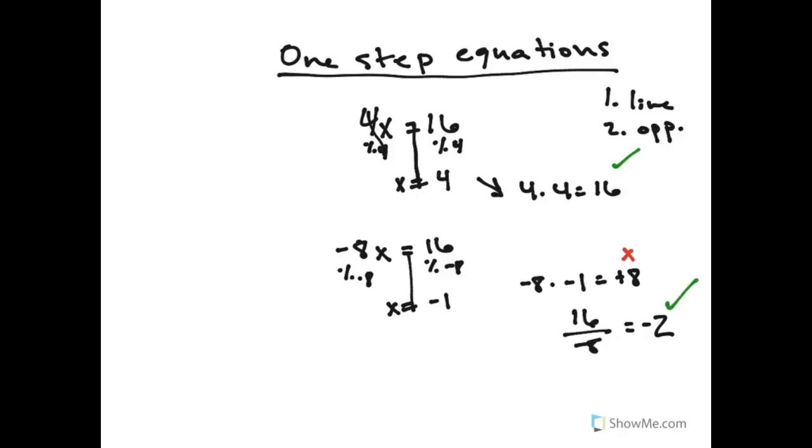And actually, we'll leave that there. Oh, bear with me, guys. Negative 8 times negative 2 equals positive 16. So that means that we did the problem right on this one compared to this one.